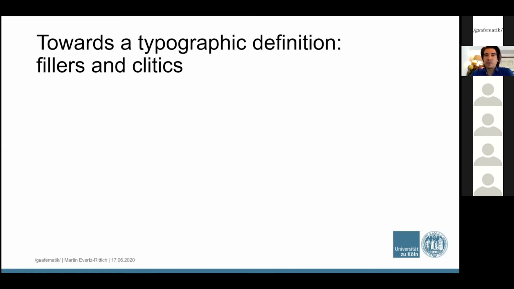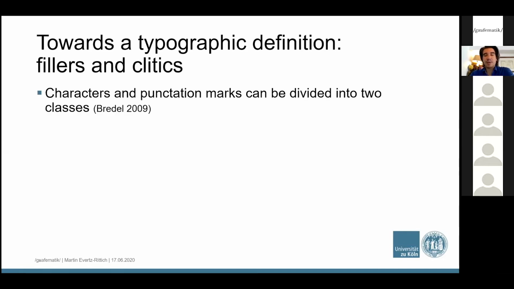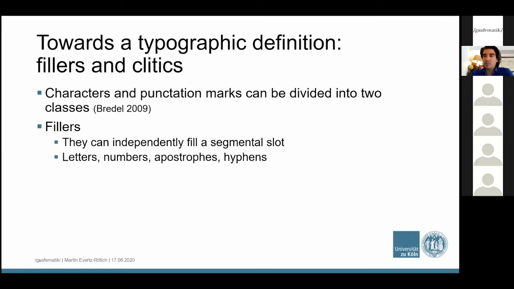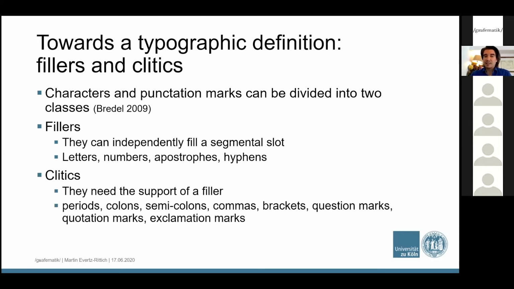I believe a typographic based definition would be the best. This is based on works by Bredel 2008 and 2009. She divided characters and punctuation marks of an alphabetical writing system into two classes. One she calls fillers. For us, the most important feature of fillers is that they can independently fill a segmental slot. And these are letters, numbers, apostrophes, hyphens. And clitics, they need the support of a filler. They cannot fill a segmental slot by themselves. These are periods, colons, semicolons, commas, and so on.